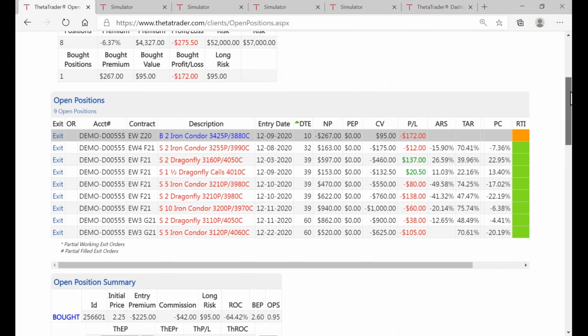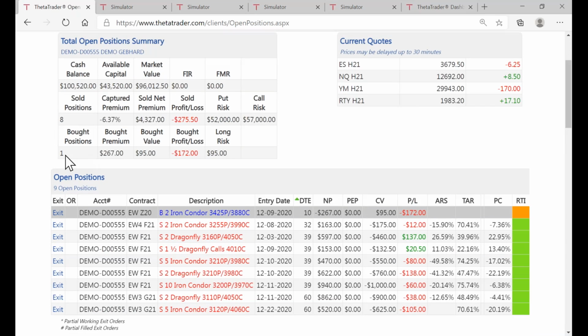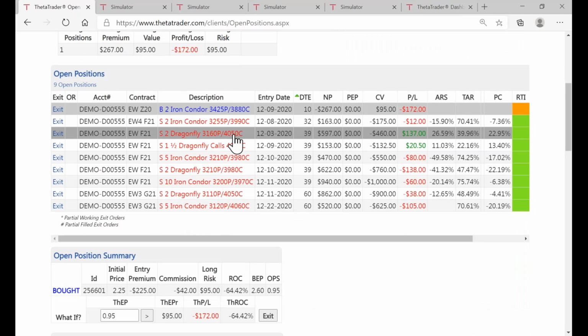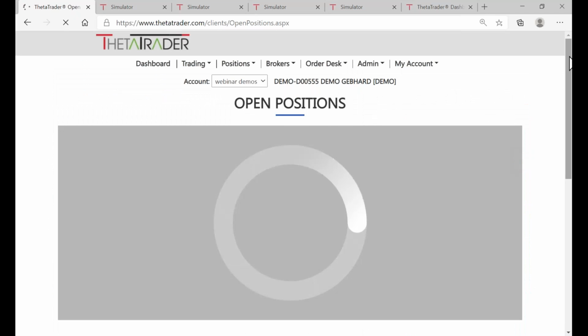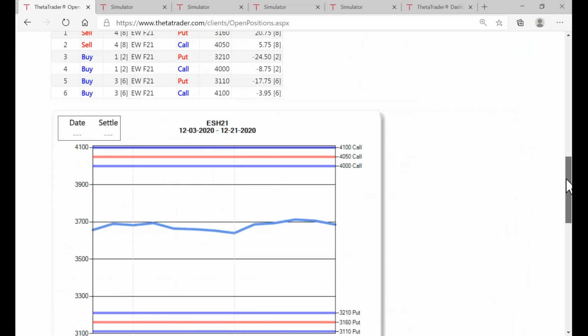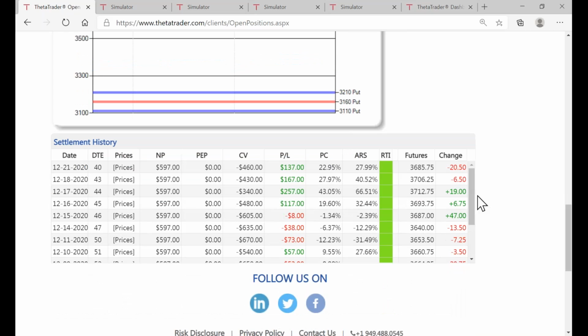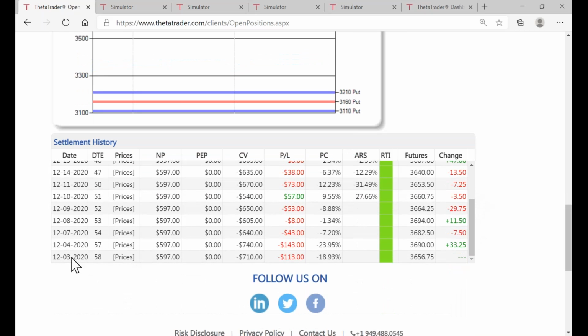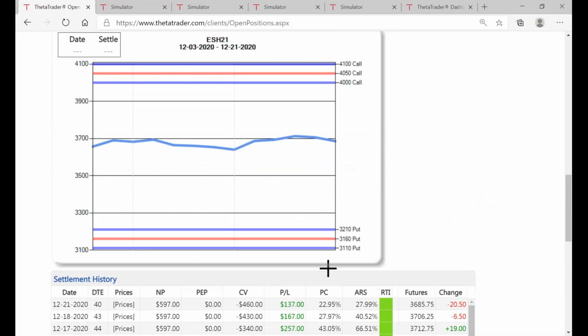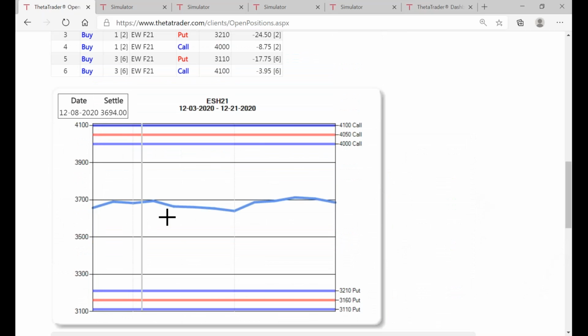Okay, so you can see there are 8 short positions, 1 long position. It gives you all the details for any one of the trades here. You could just click on any one of them and get all the details from the first day of the trade. You just scroll down and you'll see this trade was placed on December 3rd. It's a dragonfly. It's turning nicely profitable here. And this is essentially what the market has done since we placed that trade.